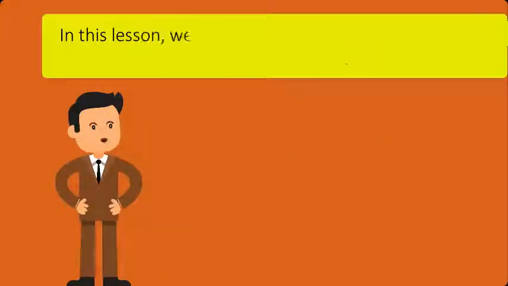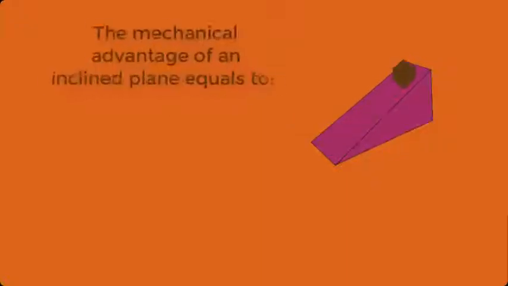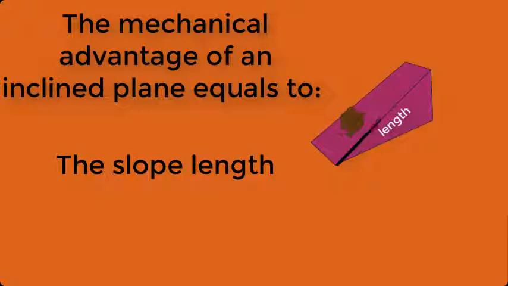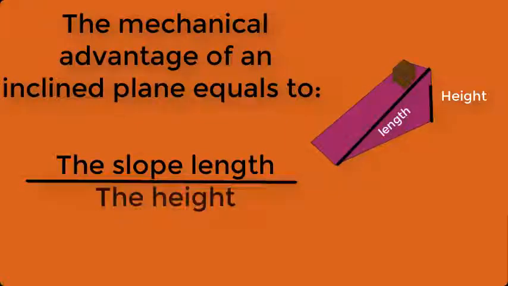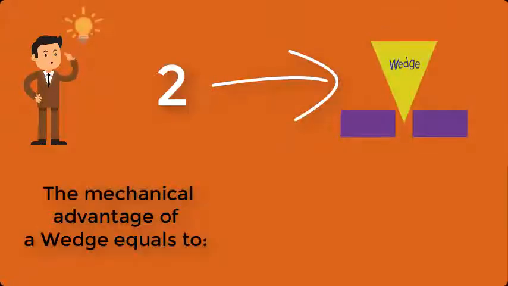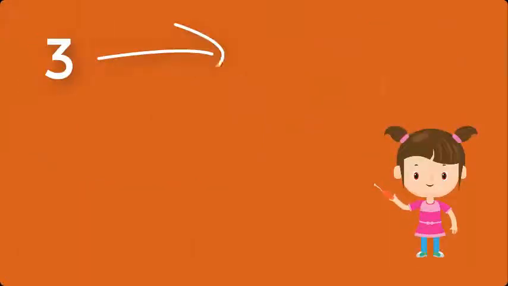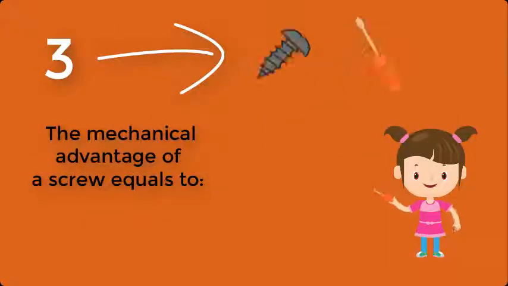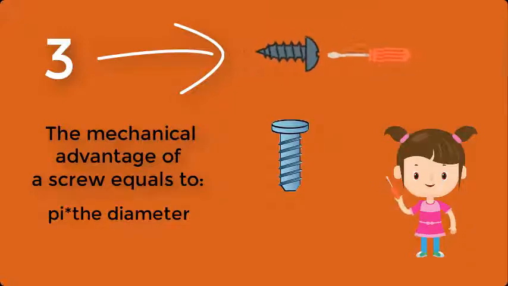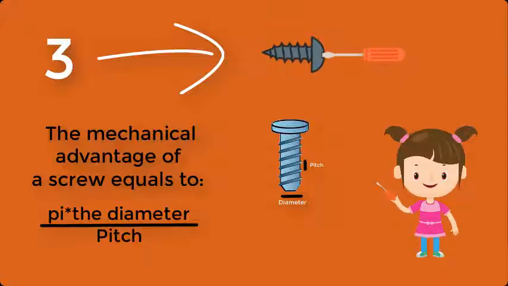In this lesson, we will review the mechanical advantage of 3 out of the 6 simple machines. Number 1. The inclined plane. The mechanical advantage of an inclined plane equals the length of the slope divided by the height. Following the same principle, the mechanical advantage of the wedge equals the length divided by its thickness. Finally, the mechanical advantage of a screw equals pi multiplied by the diameter and divided by pitch.